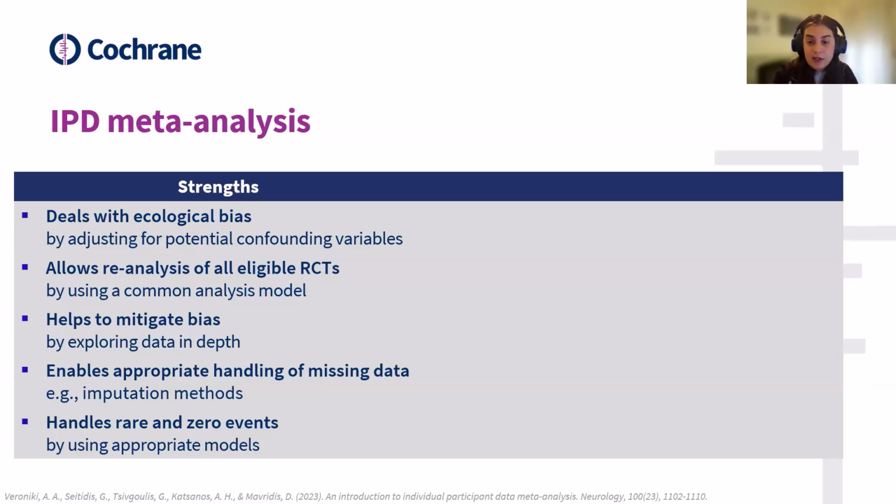And finally, one of the advantages is that we can handle rare and zero events more appropriately than with summary estimates. So when outcomes are rare or when some treatment arms have zero events, then the standard methods for aggregated data might perform poorly or even fail. For example, double zero studies in some cases are not considered in meta-analysis. But when we have IPD, we can fit more proper models for rare events, for example, hierarchical models, and these models can use the information more efficiently and reduce any bias in the estimated treatment effects.